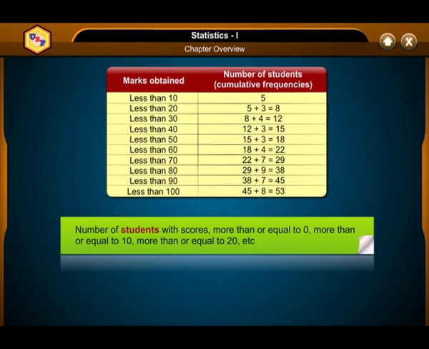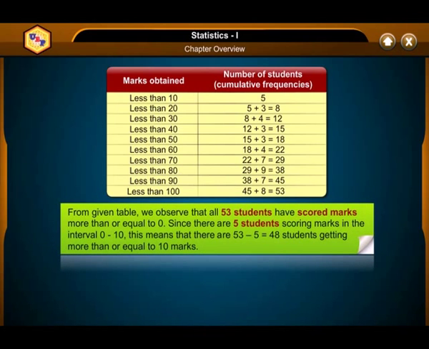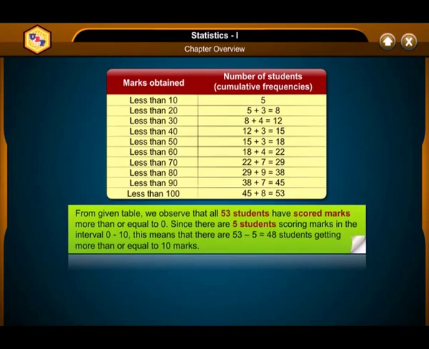Now consider the number of students with scores more than or equal to 0, more than or equal to 10, more than or equal to 20, etc. From the given table, we observe that all 53 students have scored marks more than or equal to 0. Since there are 5 students scoring marks in the interval 0 to 10, this means that there are 53 minus 5 equal to 48 students getting more than or equal to 10 marks.